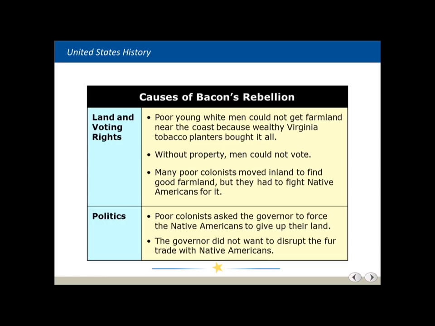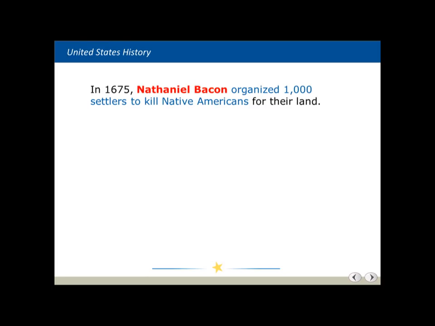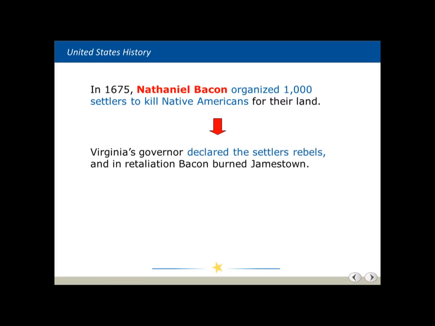And again, many colonists move inland to find the good farmland, but thus you get stuck dealing with natives. The colonists want the governor to force natives to relinquish and sell land. However, the governor will not do this, didn't want to disrupt any kind of trade. So the sentiment amongst the poor people was that the government was only there for the wealthy. So there was a lot of discontent and anger. So Bacon organizes 1,000 settlers. They go and fight. The natives, by the way, were also attacking the settlers. They took matters into their own hands.